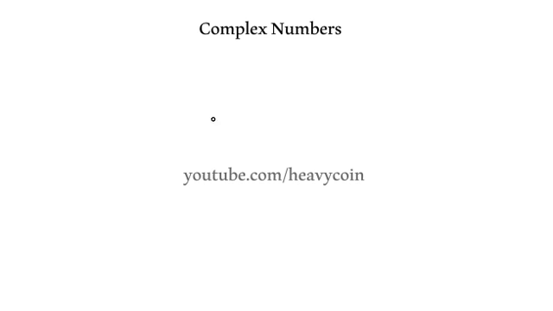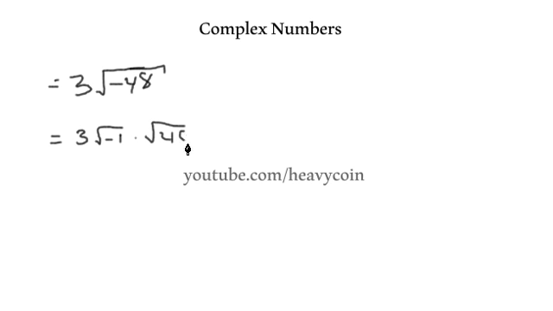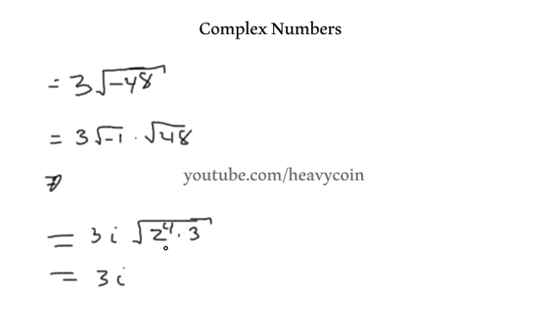Alright. Let's see, 3 square root of -48. So this is going to end up being 3 square root of -1 times the square root of 48. I'll just write it down here, bring it down, 3i, and 48 can be written as the square root of 2 to the 4th times 3. Which is 3i, and the square root of 2 to the 4th is 12.